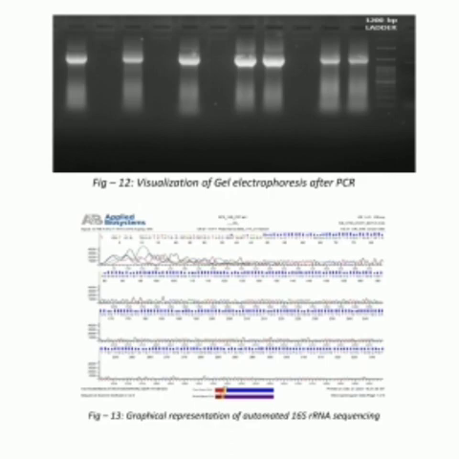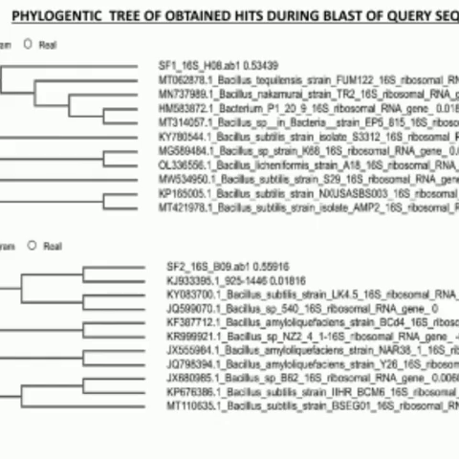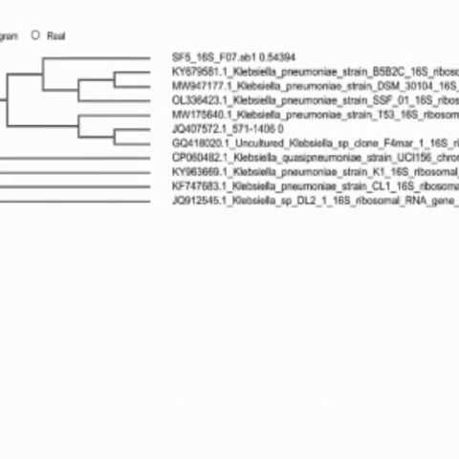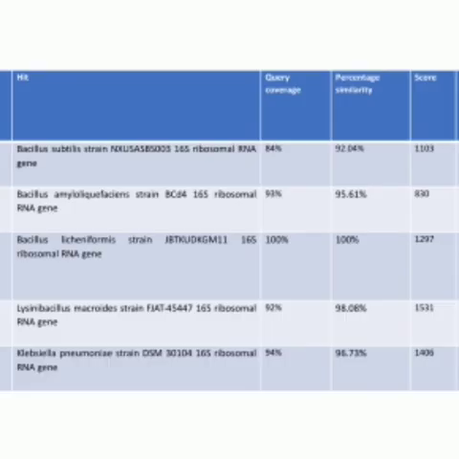Then we take the top 10 hits of each sample and build a phylogenetic tree with the help of Clustal Omega for each sample. Finally, we find the bacteria of each sample. In the first sample, we get Bacillus subtilis, which has a percentage similarity of 92.04%, and the second sample is Bacillus amyloliquefaciens, which has a percentage similarity of 95.61%.